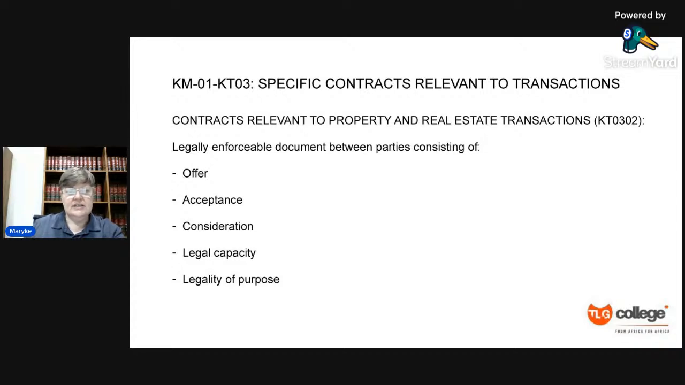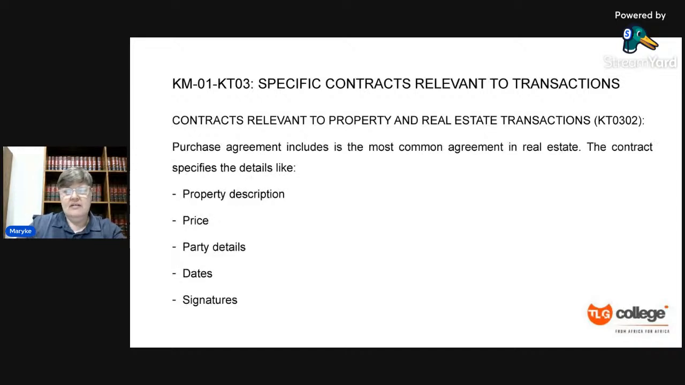Let's take an example. If it is a contract between a drug dealer and a user, it can't be a legal contract because selling of drugs is an illegal action in South Africa.